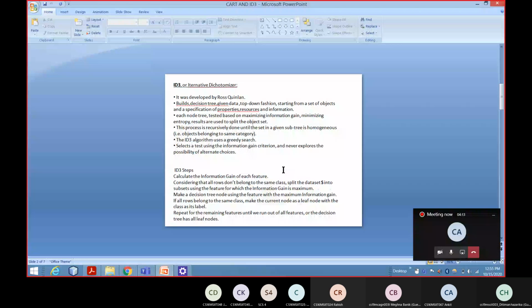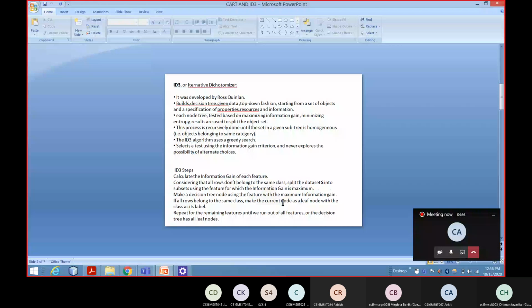Firstly, the information gain of each feature involved in the dataset is calculated. Now, considering all the rows that belong to the same class, the dataset is split into different subsets. After that, a decision tree is made where the root node is the feature having the highest information gain. So let's see the remaining process by an example. These are the steps that I have discussed already. So let us consider a simple dataset of COVID-19 infection.